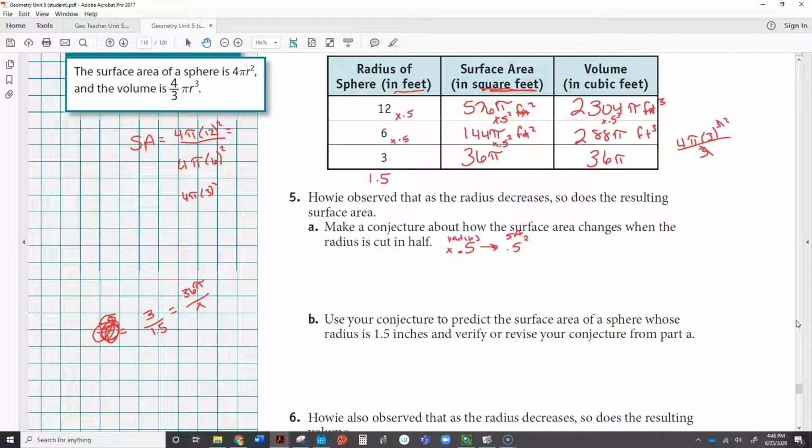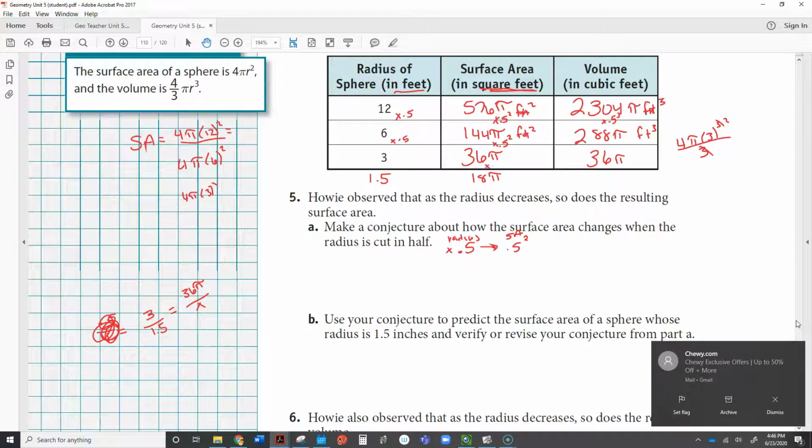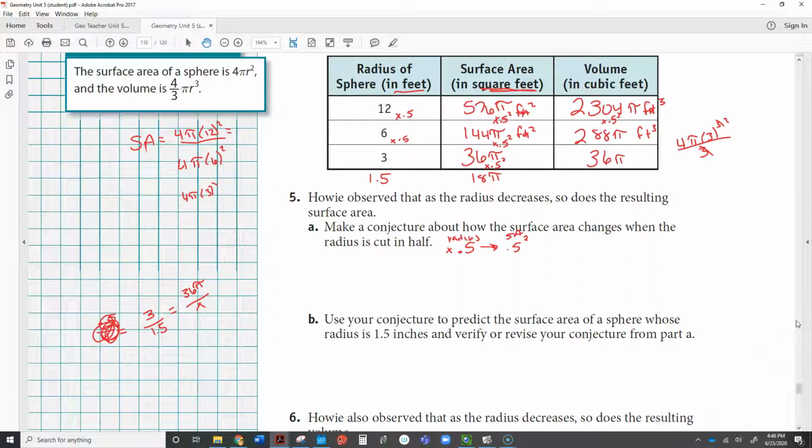So 1.5 times 36 pi divided by 3, and you get 18 pi. So I believe that that's going to be 18 pi. And if you take 36 and multiply it times 0.5 squared, I bet you get, no, that's just 0.5. Oh, I forgot to square this. That's what I did. Okay, I messed that up. Maybe I'm getting ahead of myself. I think that's the next section.